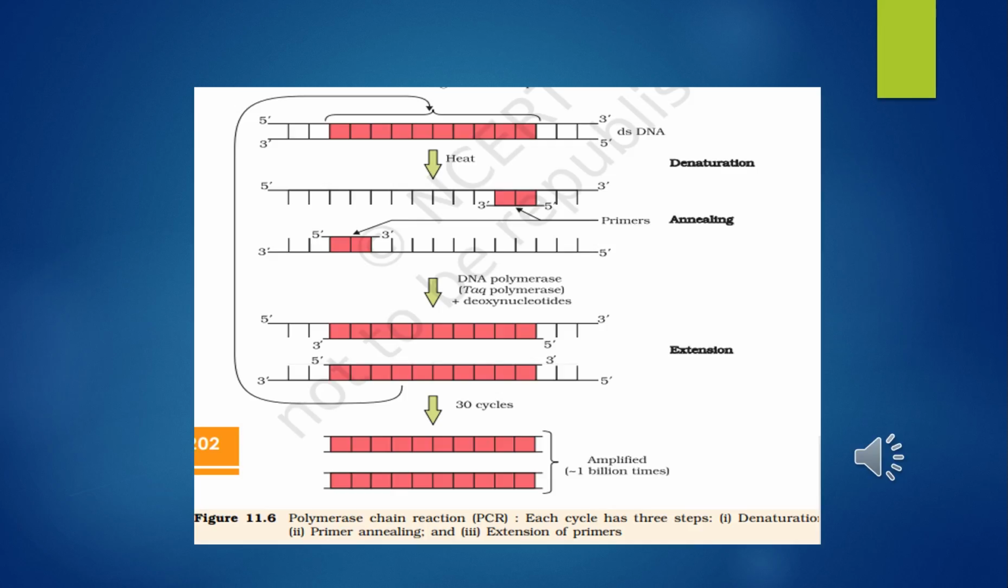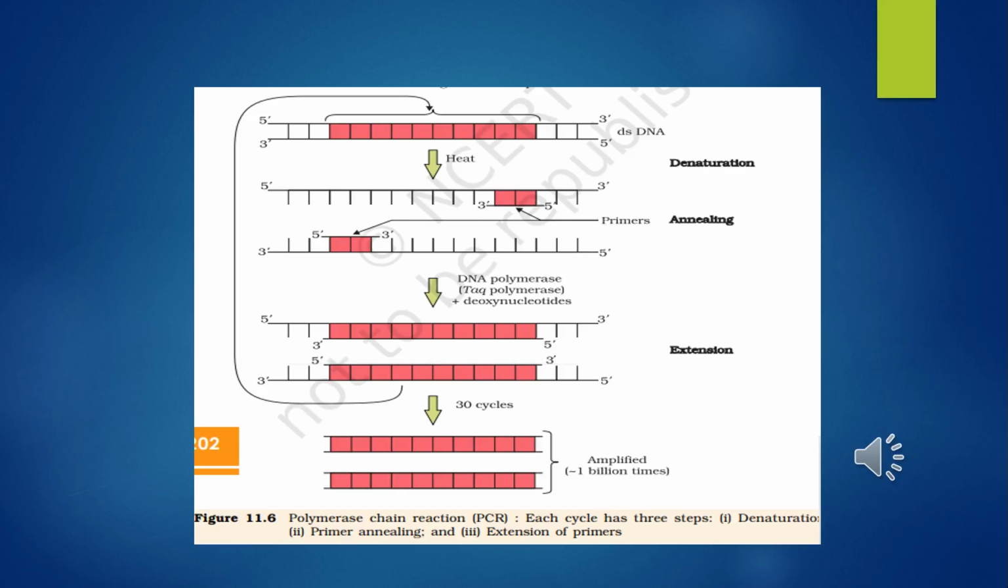The next step is annealing. Annealing means to join. In this step, the two oligonucleotide primers anneal to each of the single-stranded template DNA. Since the sequence of primer is complementary to the 3' end of the template DNA, this step is carried out at a lower temperature, usually 40 to 60 degrees Celsius, depending on the length and sequence of the primers.